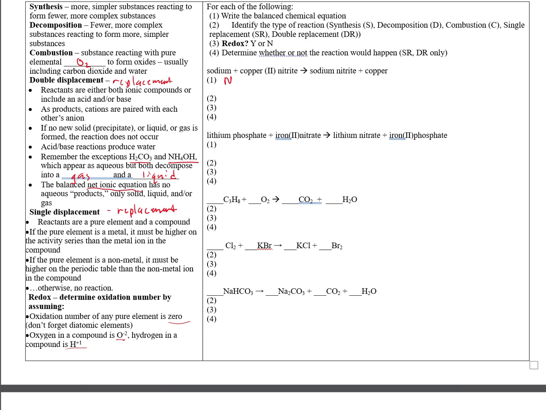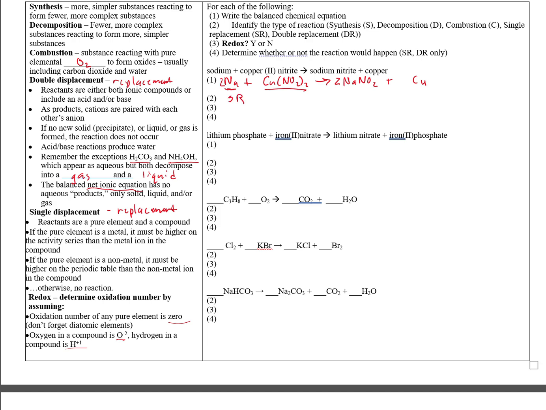So we got Na plus copper 2 nitrite, which will be CuNO2, and making sodium nitrite, NaNO2. And, all right, we apparently have to balance by putting 2 in front of the sodium, and that fixes it. It says, number 2, identify the type of reaction: synthesis, decomposition, combustion, single replacement, or double replacement. I think it's clear this is a pure element, and this is an ionic compound, so that's a single replacement.